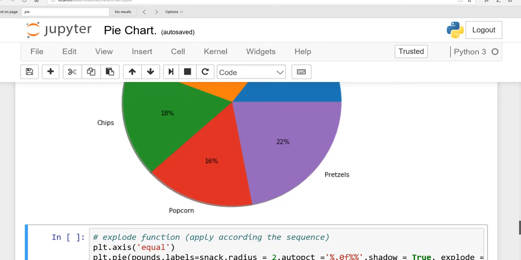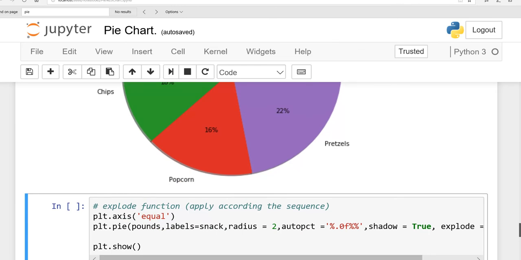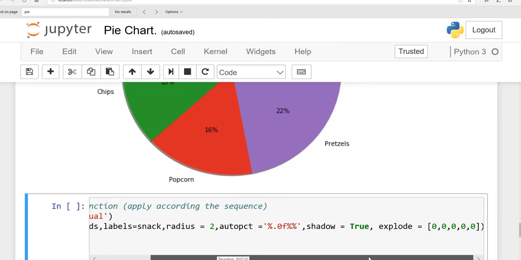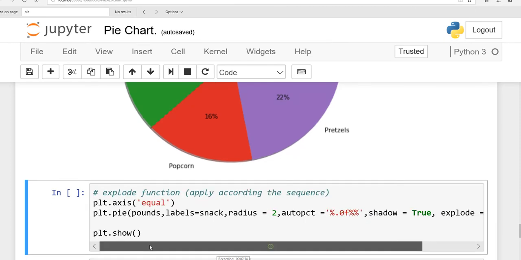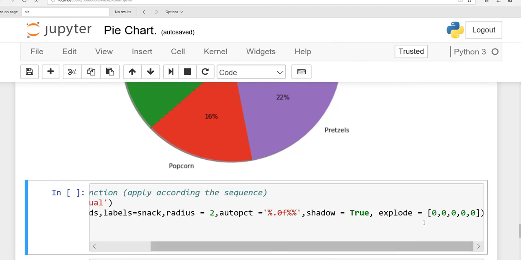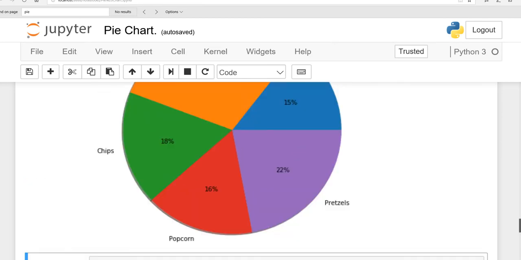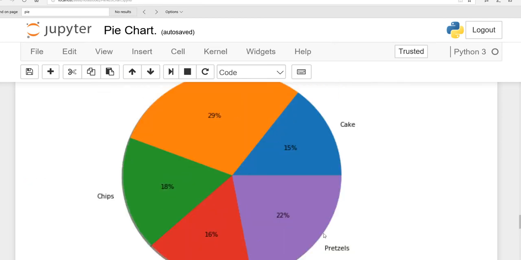find out the properties of a pie chart. This is one of the most important properties which I am going to show you. This is called the explode property, right? And here I have written that the explode function applies according to the sequence. So you may ask me why I have written 0 five times. Because I have 5 items. It's up to you.